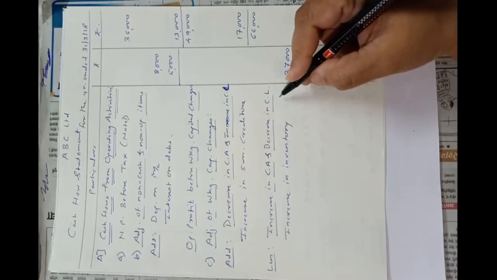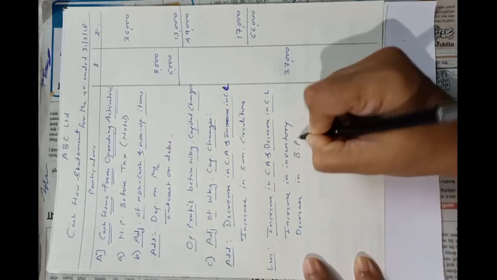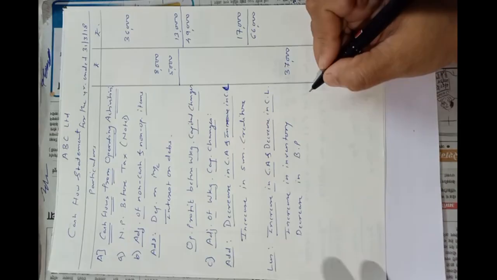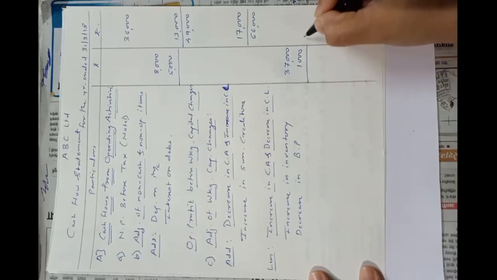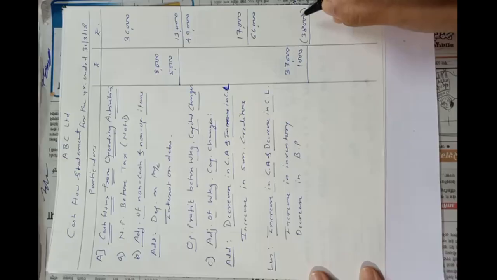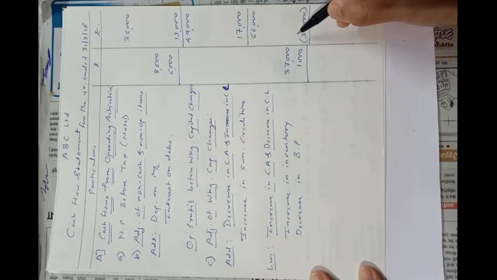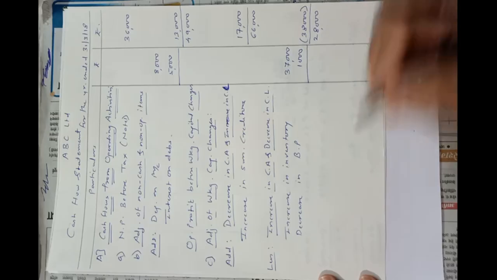आता डिक्रीज इन करंट लायबिलिटी बघूया. देर इज डिक्रीज इन बिल्स पेएबल. सो there is decrease of rupees 1,000, so 1,000. Okay, so now we have to deduct 38,000 here from 66,000, and after deducting 38,000, it is 28,000. Correct, 28,000. Okay, this is net cash flow from operating activities.